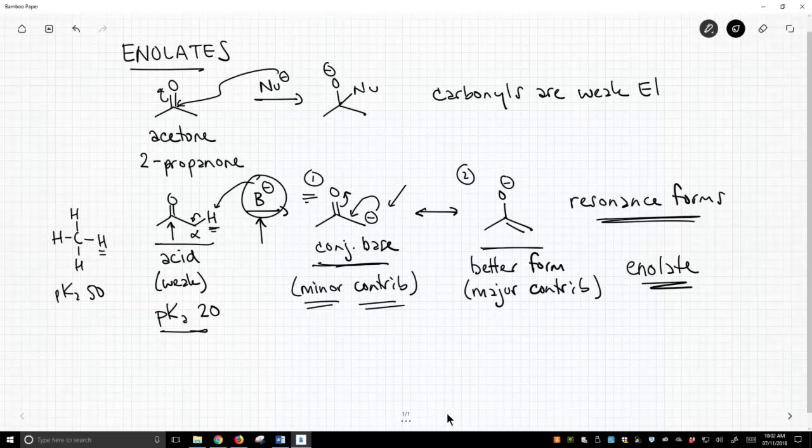So we're going to find these enolates are extremely useful, but we're going to have to pay attention to what base we use. And then, of course, what are we going to do with these anions? They're going to be nucleophiles, and we're going to react them with other electrophiles. But enolates are a really important reactive intermediate in organic chemistry.